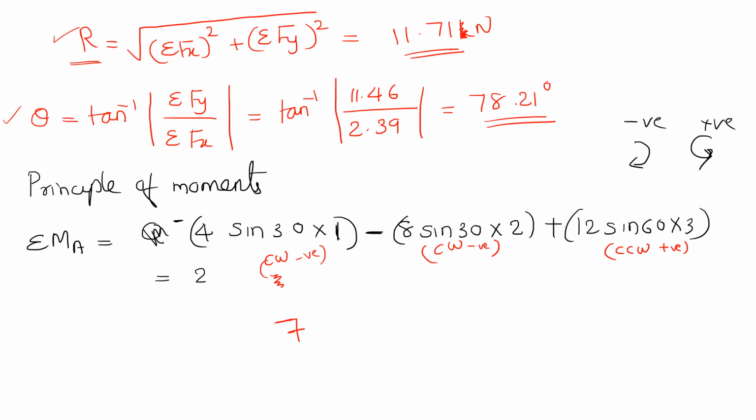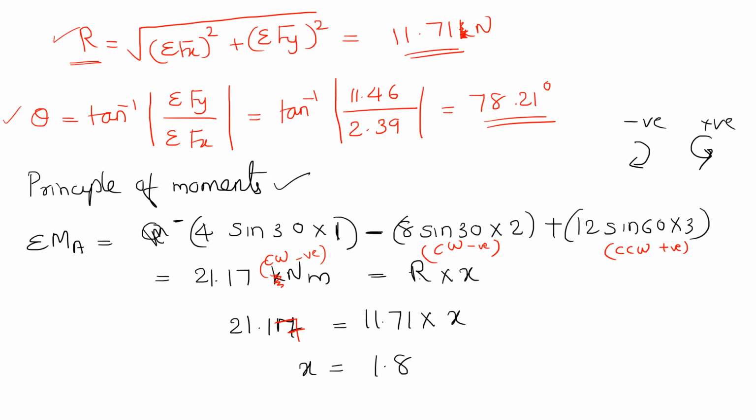So we got the answer as 21.17 kilonewton meter. According to the principle of moments, this algebraic sum of the component moments is equal to the resultant moment. Resultant R into x, where x is unknown. R value is known, so 21.17 is equal to 11.71 into x. So x we get as 1.8 meter from A. We calculated x from A. So we got the magnitude, inclination and position of the resultant.